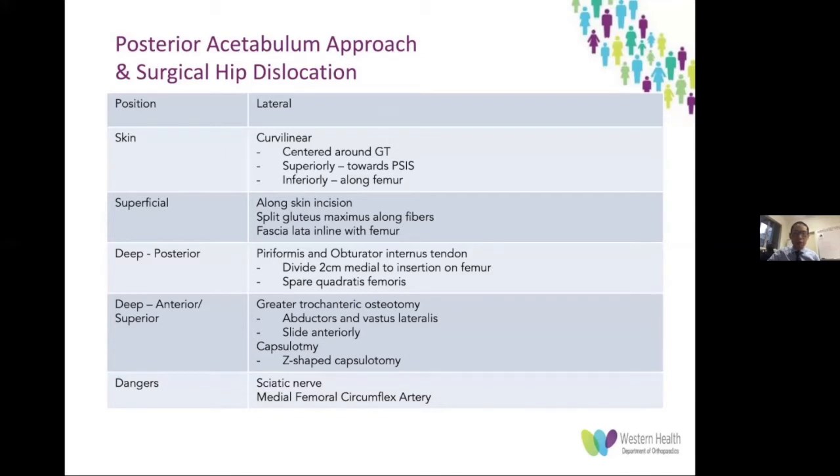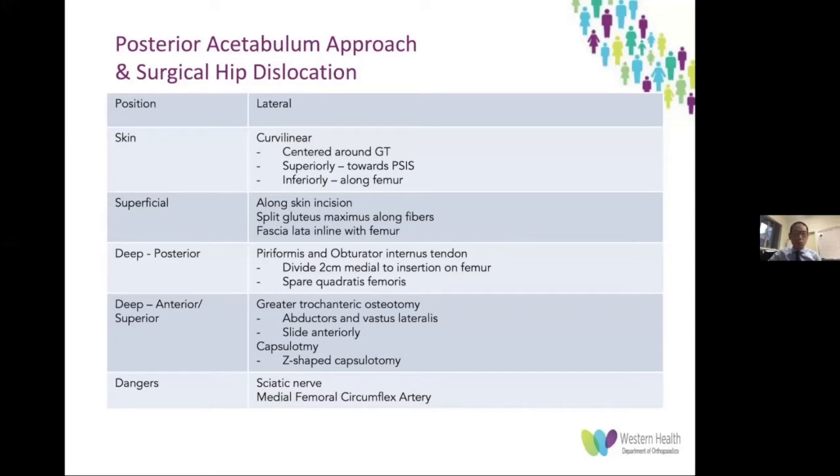So we have two options here, depending on what part of the acetabulum you want to access. When it comes to a posterior wall, we need to take down the piriformis and obturator internus tendon, or the conjoint tendon, and we divide that 2 centimeters medial to its insertion in the femur. That's the main difference compared to when we do a posterior hip approach for a total hip replacement, as dividing it 2 centimeters medial protects the medial femoral circumflex artery. The other key point is to spare quadratus femoris.